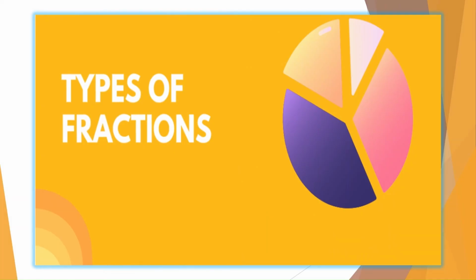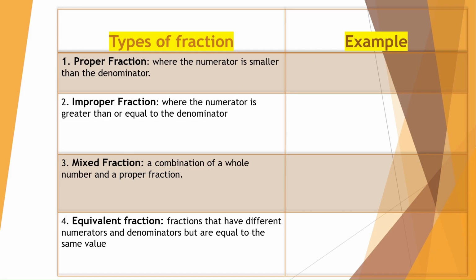Today we will understand types of fraction. First is proper fraction, a fraction where numerator is smaller than denominator. In example, we can see that 7 is smaller than 15. So it is proper fraction.